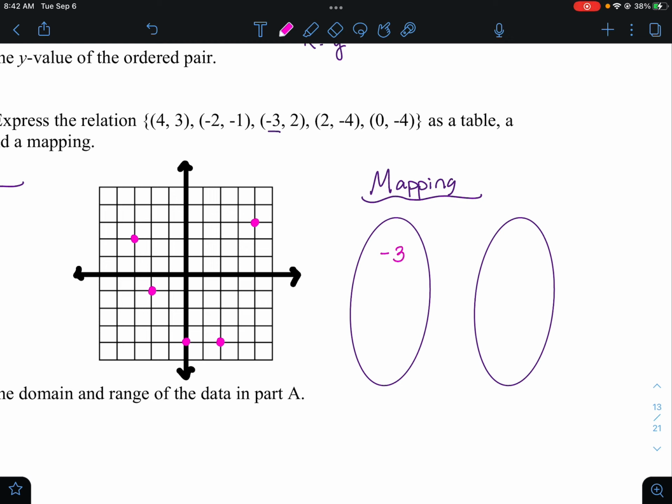So -3, -2, 0, 2, and 4. Now, with a mapping, your y values do not have to be in the same order, because you're going to see how we'll match them up. So again, I will go ahead and put them in numerical order from least to greatest. So -4 is listed twice, here and here, but I only have to write it once. And then -1, then 2, then 3.